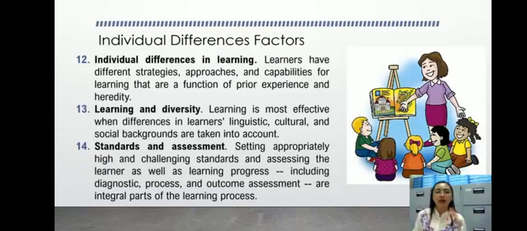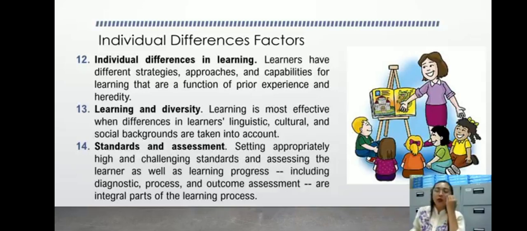Okay, so the individual differences factors, this is the last category. We have individual differences in learning. Learners have different strategies, approaches, and capabilities. Do not expect Pedro to learn as much as Maria. Do not expect Juan to learn as fast as Samuel. Okay, so all of them are unique.